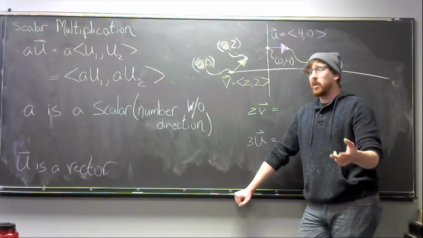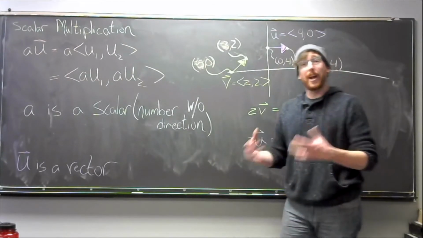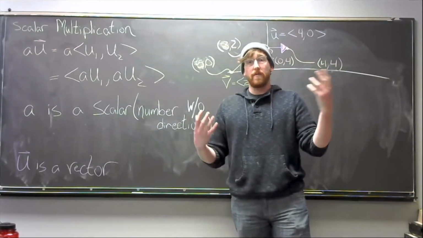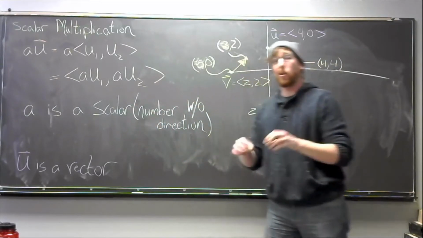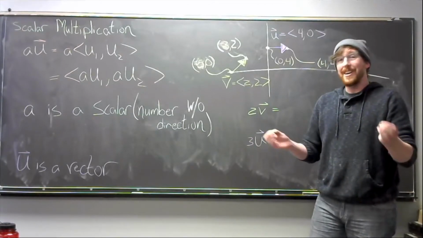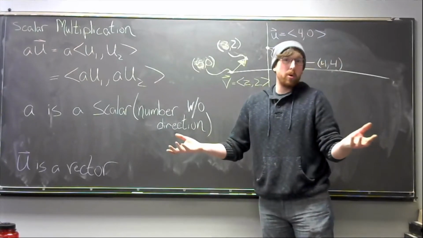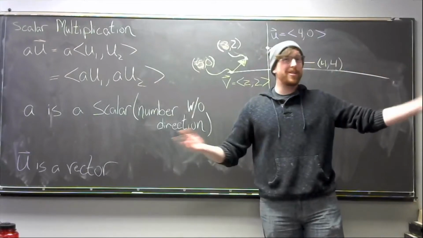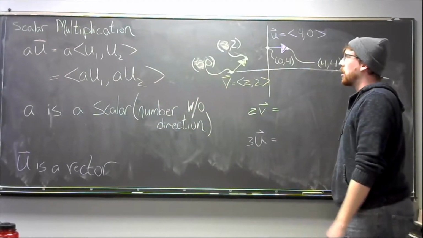So the first thing we need to know about math with vectors is what's called scalar multiplication. That's what happens when you take a vector and multiply it by a scalar. So remember, a scalar only has a magnitude. It's just a value. It does not have direction. So a scalar would be something like 2, or -12, or pi.